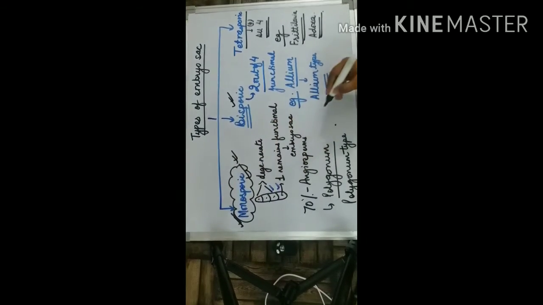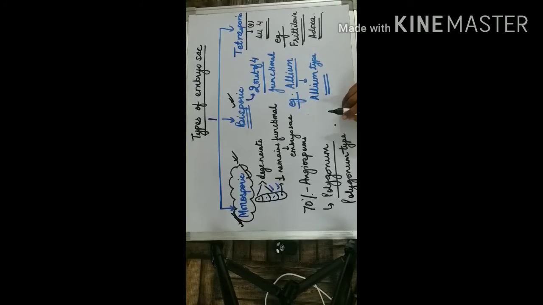But what you have to remember is that the most common is the monosporic type, and this question is many times asked: what type of development is seen when the embryo sac is developed? This is the monosporic, or the other name is Polygonum. Both the names you have to remember. Many times it is asked. It is an NCERT question.